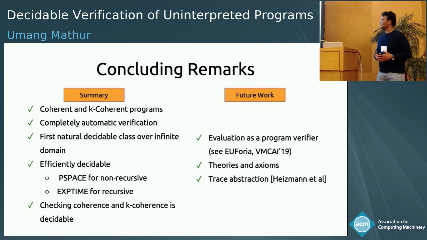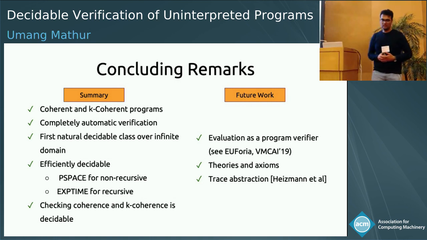We'd also like to see if we can extend our results to the case when functions may not be completely uninterpreted, but constrained by some theories or axioms. So something like if you have a relation which is transitive or a total order, then we'd like to see if the assumptions of coherence give you decidability.